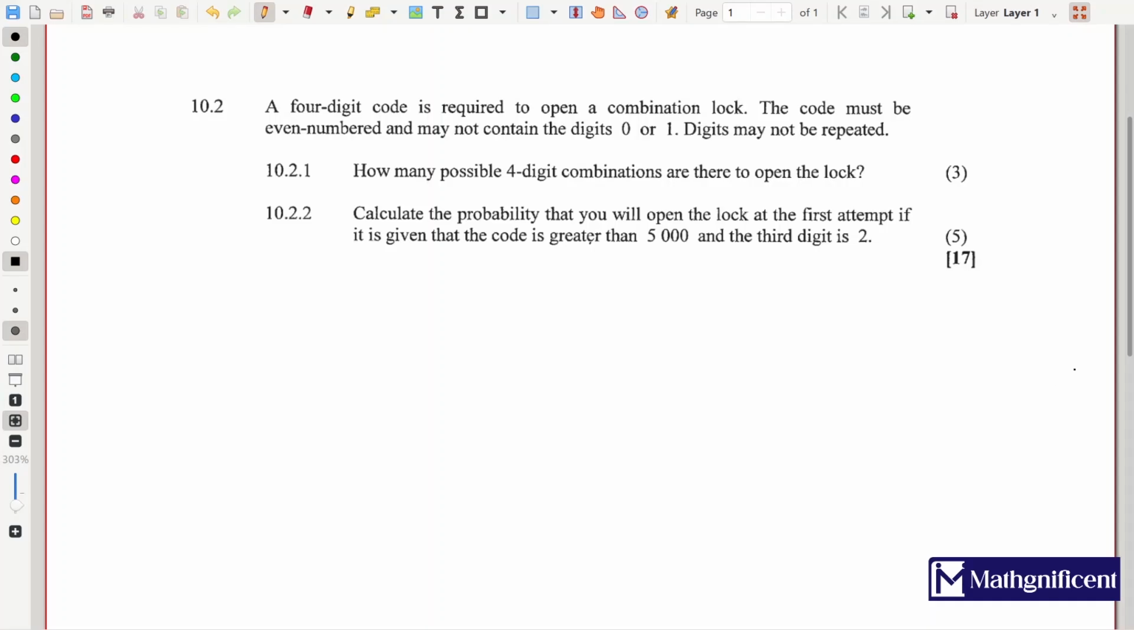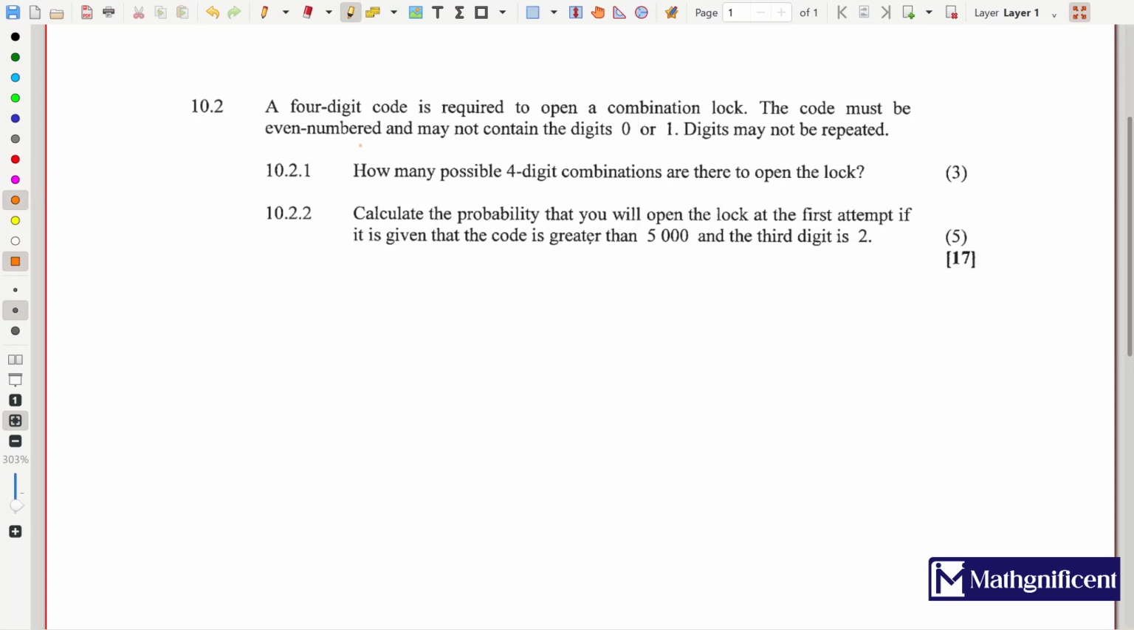So today we are going to be looking at this question here. It says that a four-digit code is required to open a combination lock. The code must be even numbered and may not contain the digits 0 or 1. And then it further says that the digits may not repeat. So let's highlight or underline our conditions here.